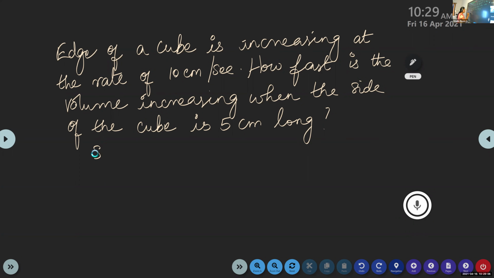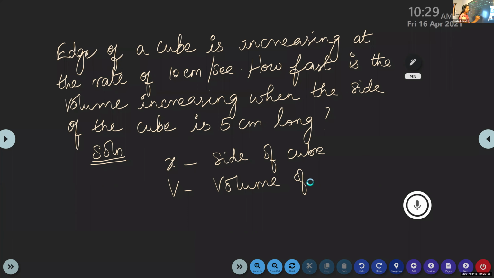So we have to use the notations. Okay. So let's take x be the side of the cube. X denotes the side of the cube. And how fast is the volume? We need volume. So let V denote the volume of the cube. Now read the question and write down what are the things given. Edge of the cube is increasing at the rate of 10 centimeter per second.